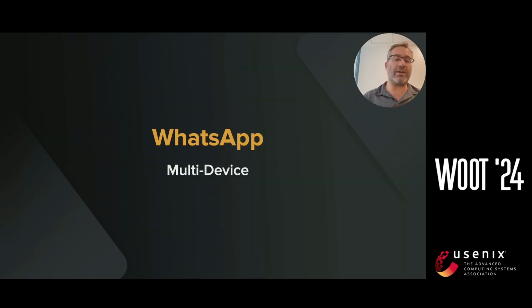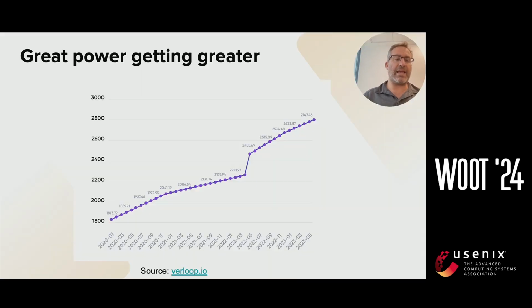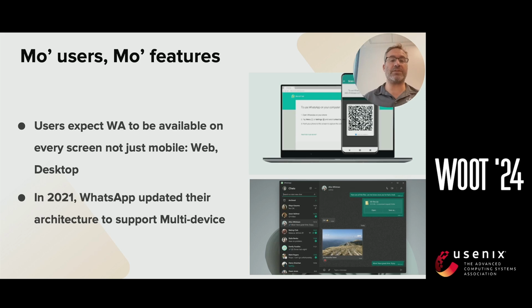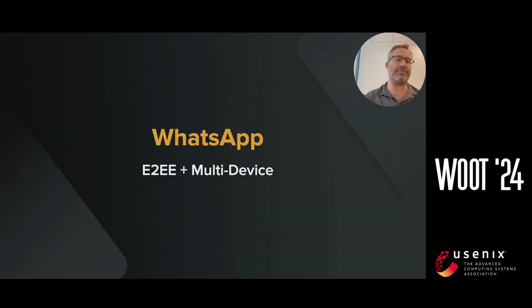Now, let's move on to another feature WhatsApp introduced, which is multi-device. As we saw, WhatsApp is gaining more and more users. So you have more users, you need to provide them with more features. Users expect WhatsApp to be available on every screen they have, not just mobile. So they want to have a web version of WhatsApp and a desktop version of WhatsApp and so on. And of course, WhatsApp complied with that and provided such applications. And in 2021, 5 years after end-to-end encryption, WhatsApp updated their architecture to support multiple devices.